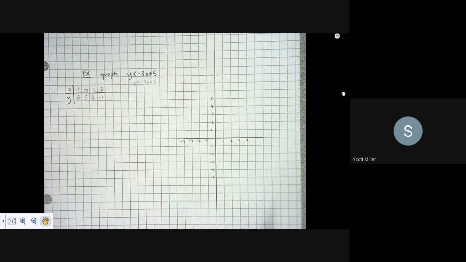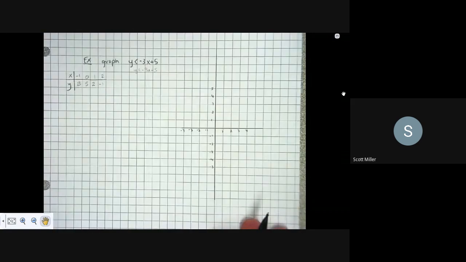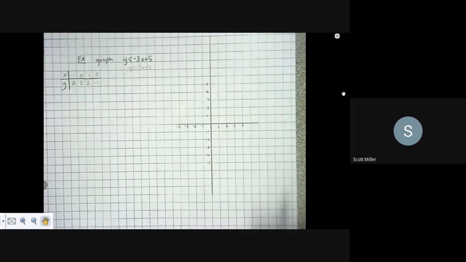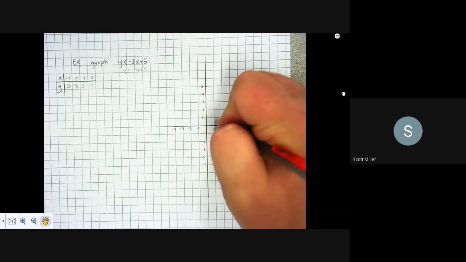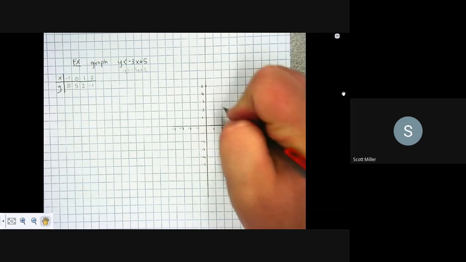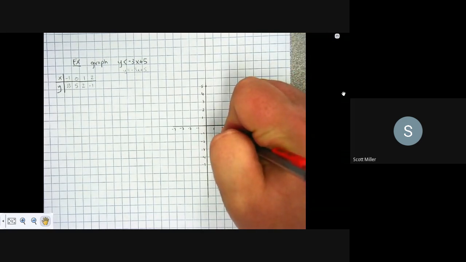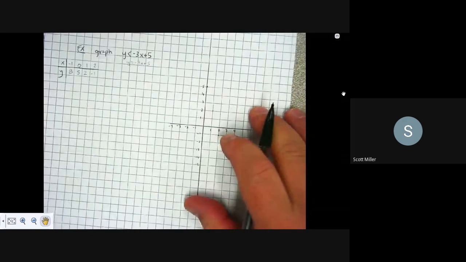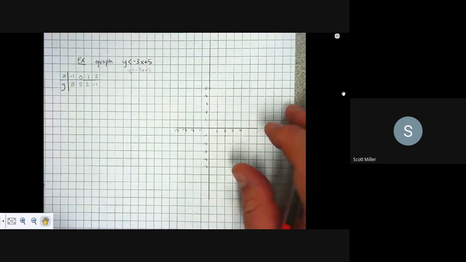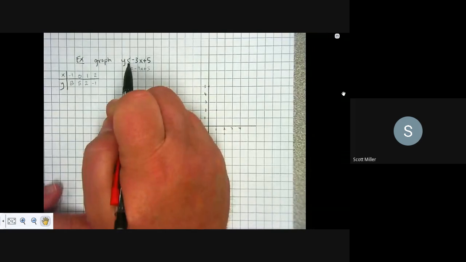So we're going to put these dots on our graph paper, and then we're going to draw our boundary line. 0, 5; 1 goes to 2; 2 goes to negative 1. We want to line that up and draw with our straight edge. Now, before you draw it, take a moment. Do I draw a dotted line or a solid line? Because that is strictly less than, I am drawing this as a dotted line.